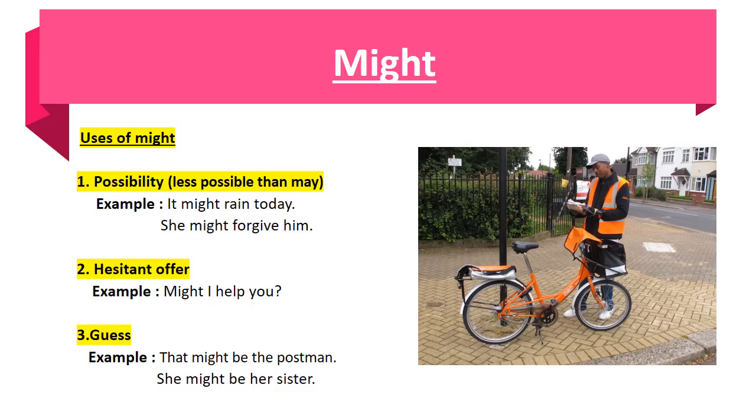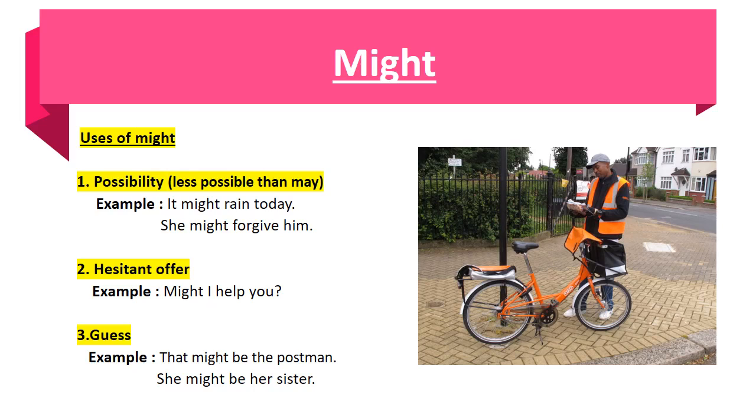Now students, next modal verb is might. Let us learn uses of might. Might also expresses possibility, but it is less possible than may. For example, it might rain today. So when we use might, that time the possibility is less. But if we use may, then possibility is more. She might forgive him.